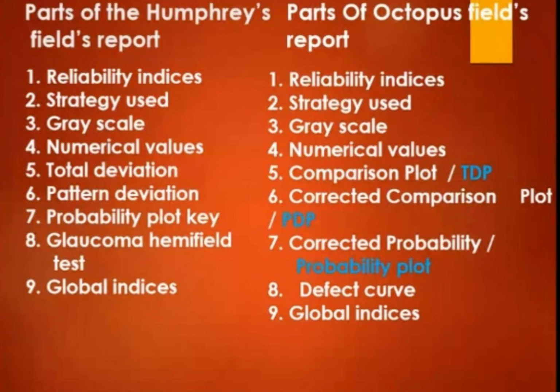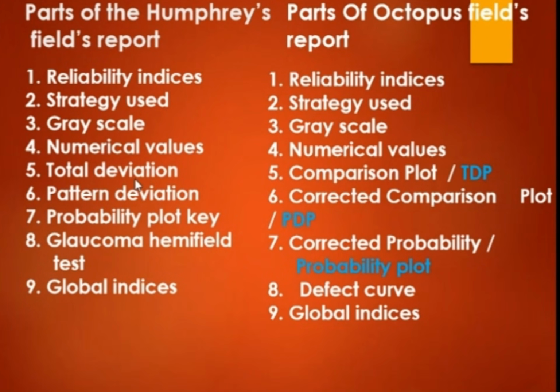So for the Humphrey, we have the reliability indices. For Octopus, we also have the reliability indices. We have strategy used in Humphrey. We also have strategy used in Octopus. We have the grayscale. We also have the grayscale in Octopus. Like I told us earlier, for the Octopus, the grayscale doesn't use dark patches to show us depressions. Rather, it uses numbers. Then we have the numerical values for the Humphrey. We also have numerical values for the Octopus.